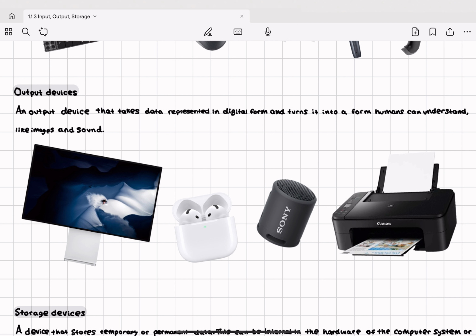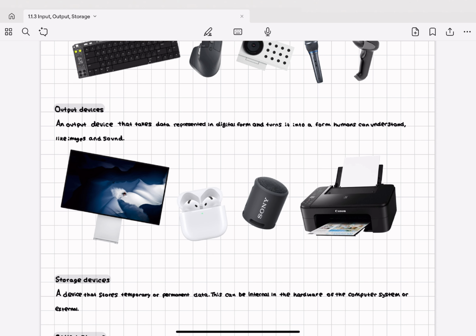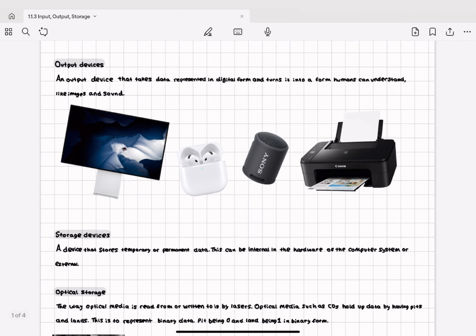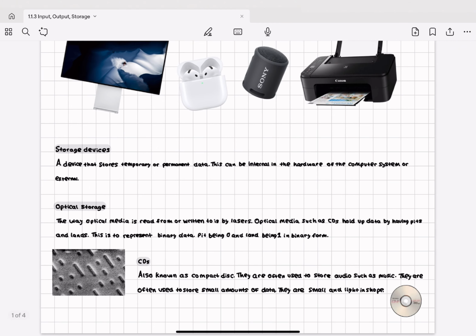So when we have our monitors or TVs, we're getting visual feedback. With AirPods or headphones, we're getting sound feedback, and also speakers, printers, and much more. There's more than the ones listed here. So that's the input and output section, but now we're going to go through storage.